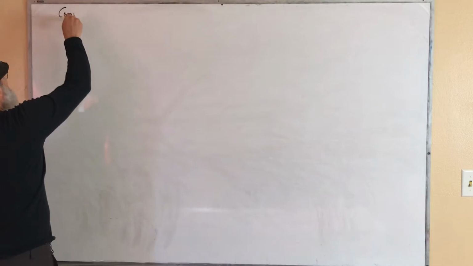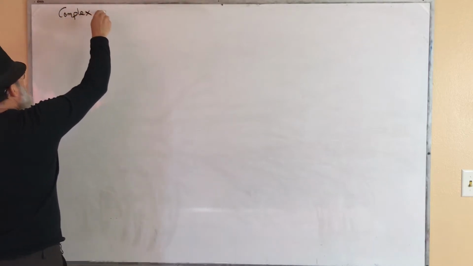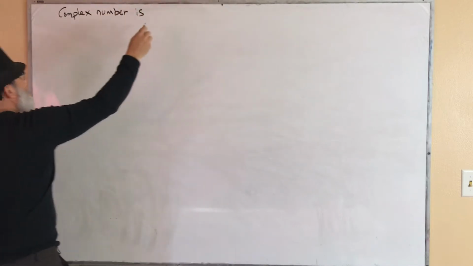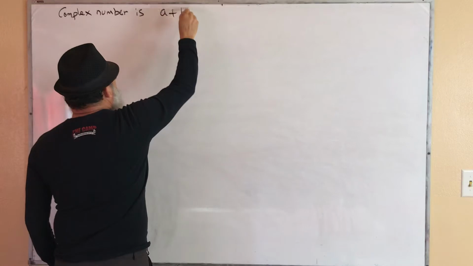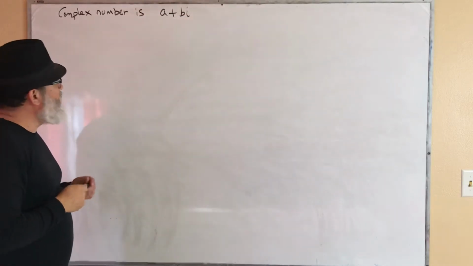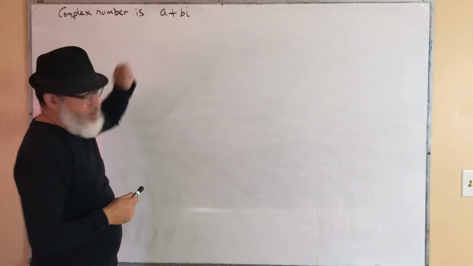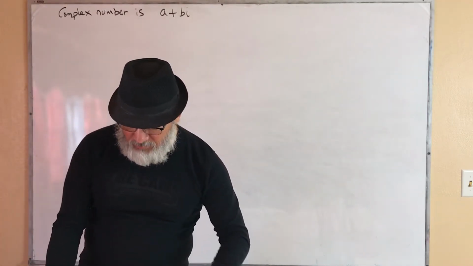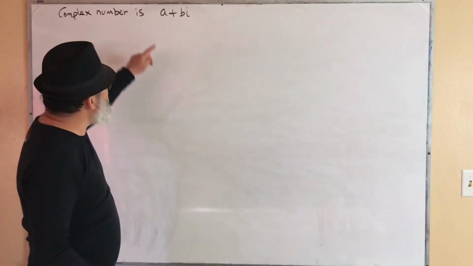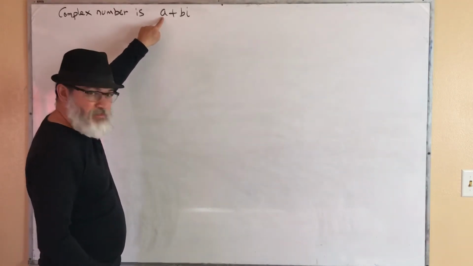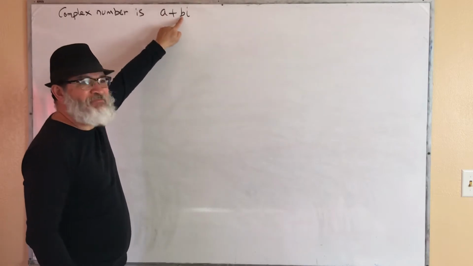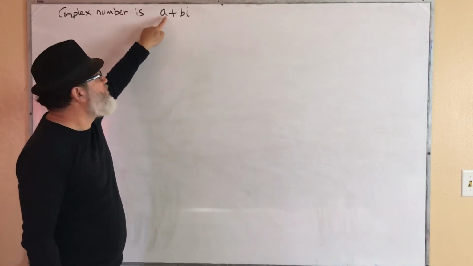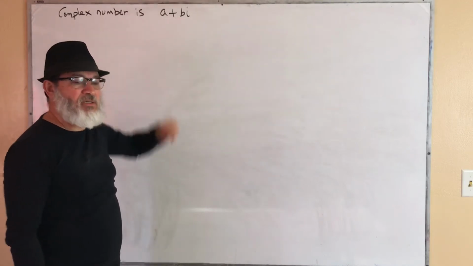A complex number is a plus bi, where this a is called the real part, and this b is called the imaginary part. a is the real part. b is the imaginary part, okay?